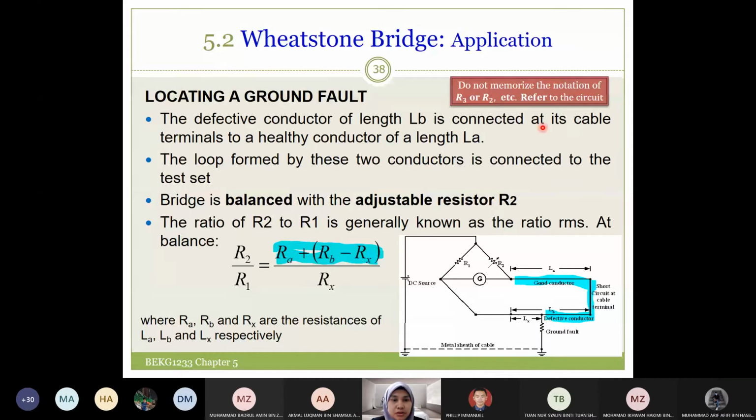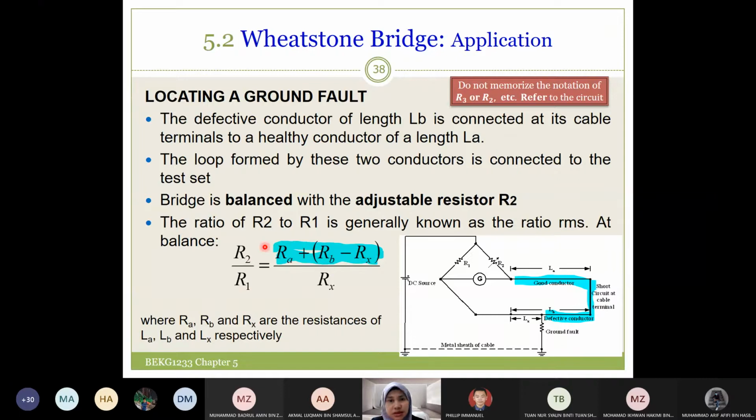Locating a ground fault. So this is Murray loop test. Please do not memorize the notation of R3 and R2. You just refer to the circuit. The defective conductor of length LB is connected at its cable terminal to a healthy conductor of a length LE. The loop formed by these two conductors is connected to the test set. Bridge is balanced with the adjustable resistor R2. The ratio of R2 and R1 is generally known as the ratio arms.